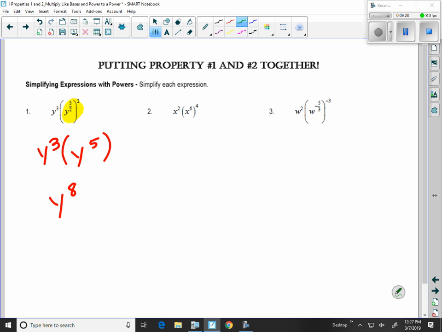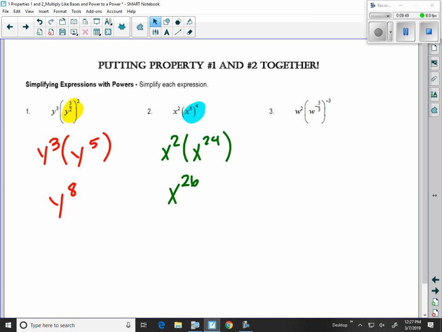Okay, number 2. What am I going to do first? We're going to do power to a power because that's your multiplication part. Did you get x to the 24th inside? Okay, then what's my final answer? Same base we add.